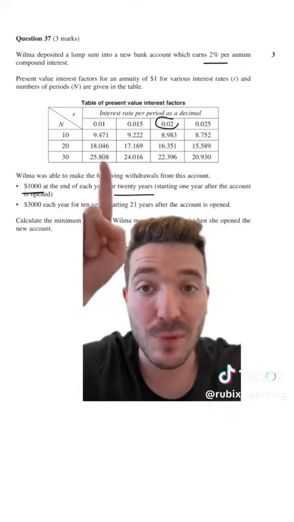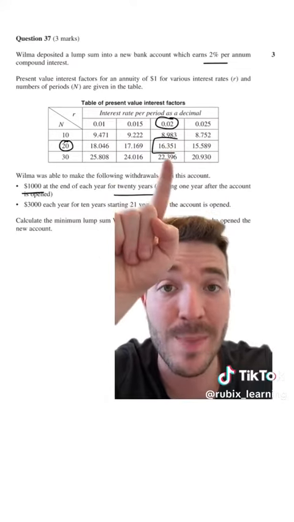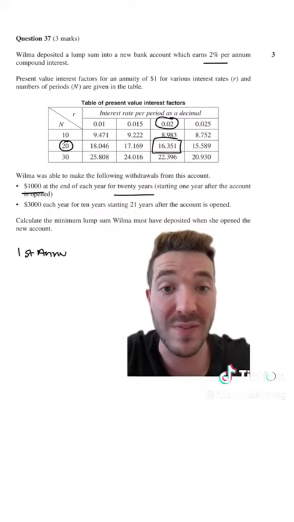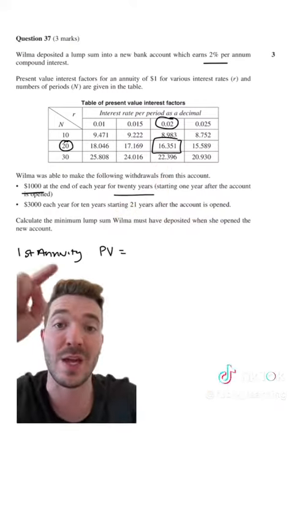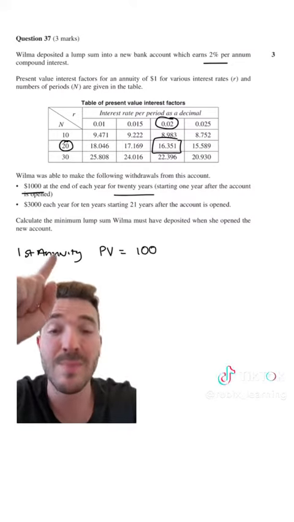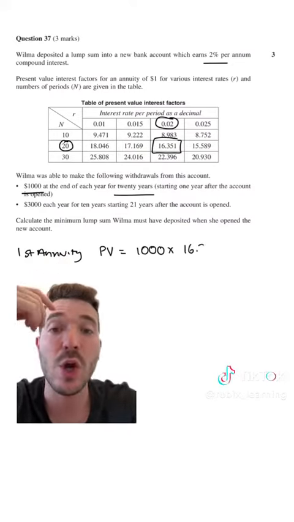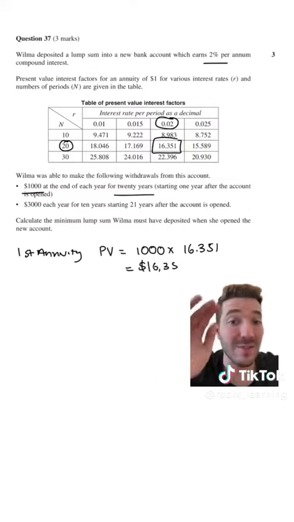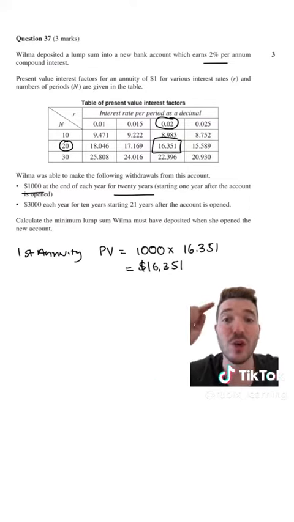We need to match up the 20-year period with the 2% interest rate to give us a present value factor of 16.351. So the present value of the first annuity is just going to equal the $1,000 that she puts in times the present value factor, which is going to give us $16,351. That's the first part. That's easy. The second annuity is where it gets a bit confusing.